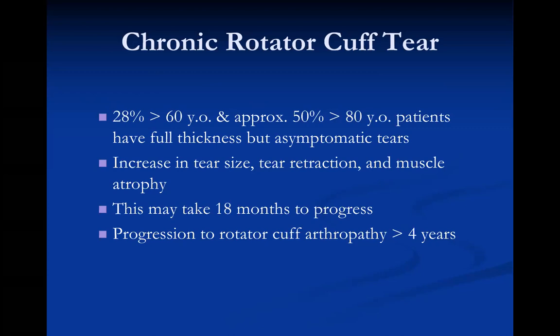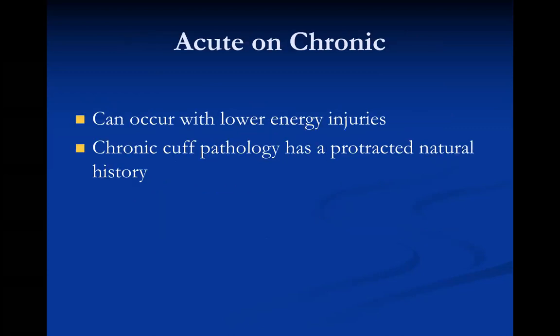It slowly progresses over 12, 18 months. To get to the point of rotator cuff arthropathy means the images of the rotator cuff tear that was very chronic and the humeral head had escaped. That can take years to develop, and Dr. Haywood is going to get into that much more thoroughly.